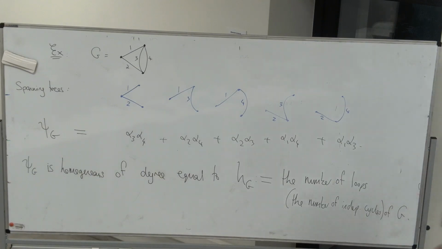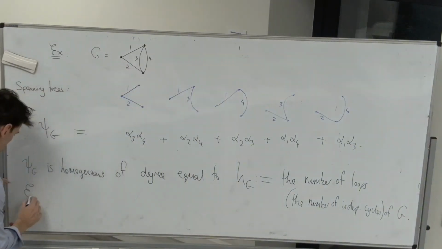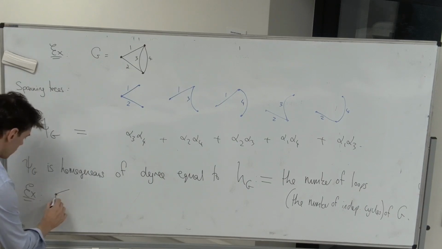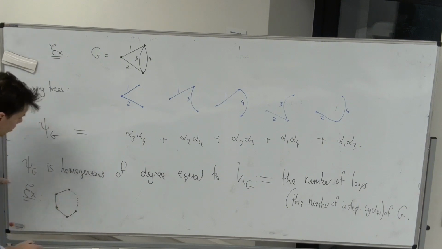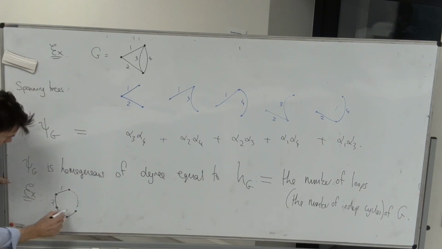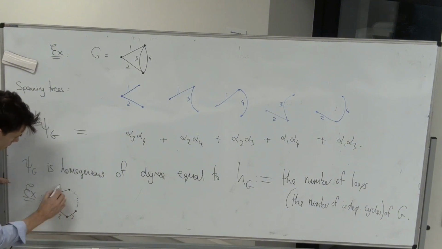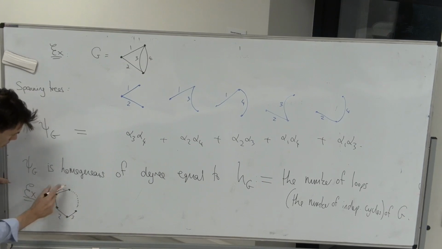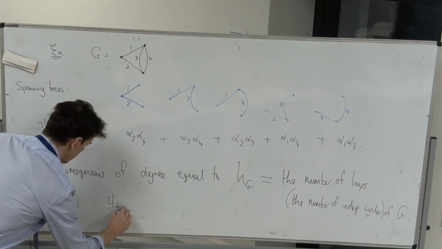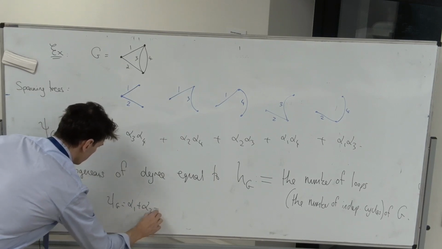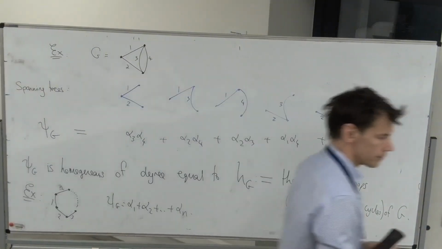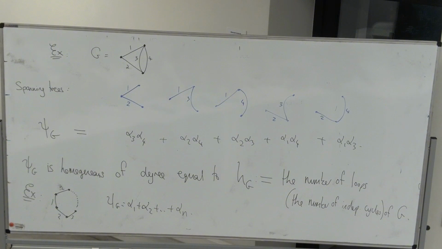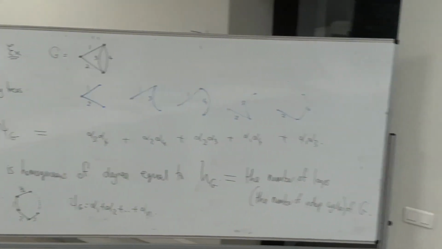And a good exercise is to do this graph if you just have a polygon, 1, 2, 3, up to N. Then psi G is alpha 1 plus alpha 2 plus up to alpha N. Okay, so we've assigned to every graph a polynomial.